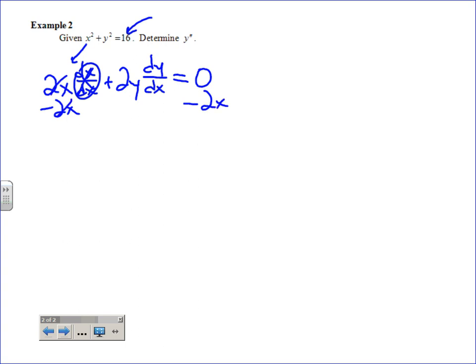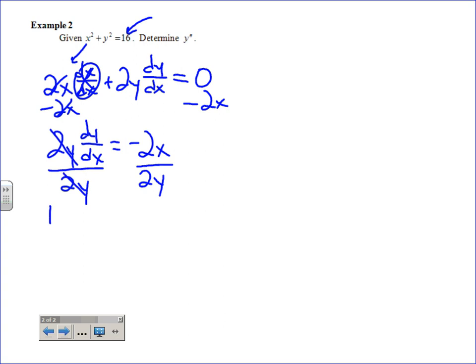Subtract 2x. So 2y dy/dx equals negative 2x. Yeah, I can keep the same color. Divide by 2y. So my first derivative is really just negative x over y. Agreed? Well, that didn't seem very difficult. Yes?